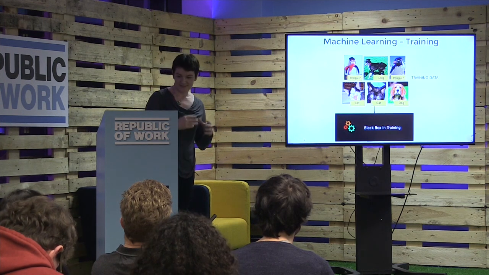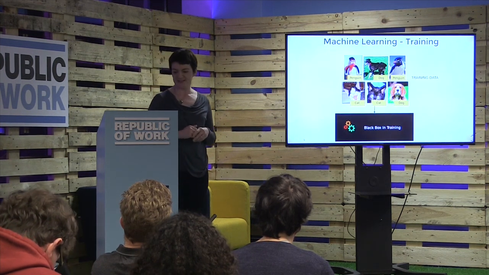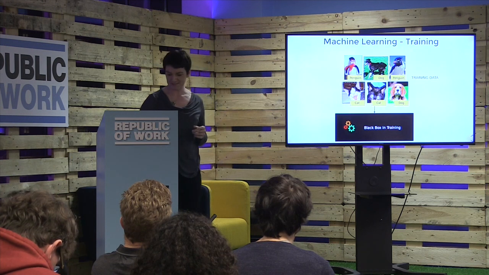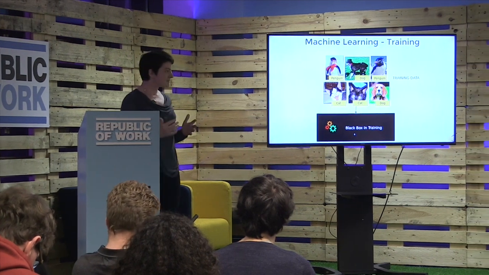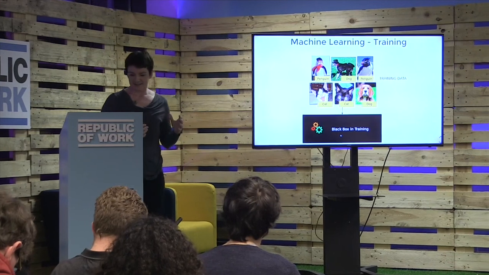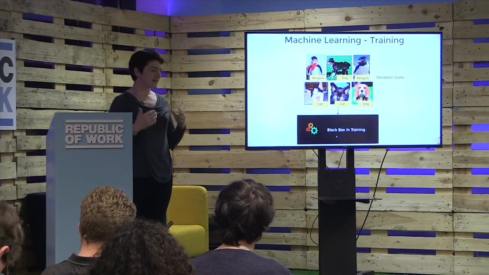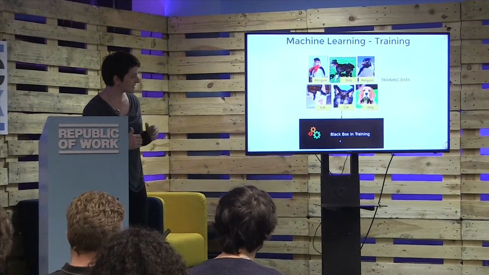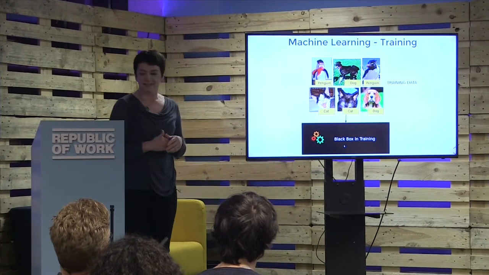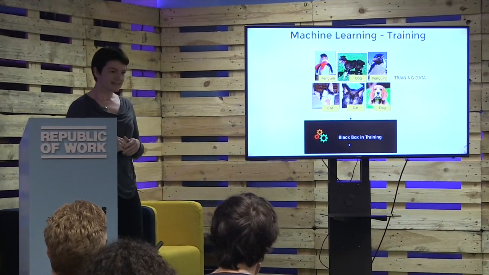Okay, so just a high level introduction to machine learning. The basic idea with machine learning is that you have this black box and you want to train the black box to do some task. In this case, our task is going to be to distinguish image content from penguins, dogs and cats, photographs of these. So the first thing you're going to need is training data, and it has to be labelled.